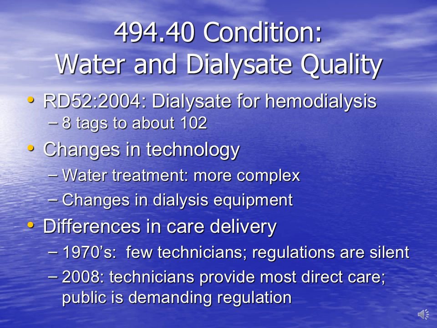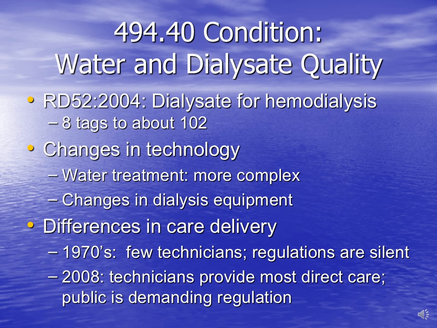In previous writing of the regulations, prior to the April 15, 2008 publication, there were only 8 tags, or 8 regulations governing the use of water and dialysate quality for dialysis use. With the current regulations, there are over 102 regulations specific to dialysis.